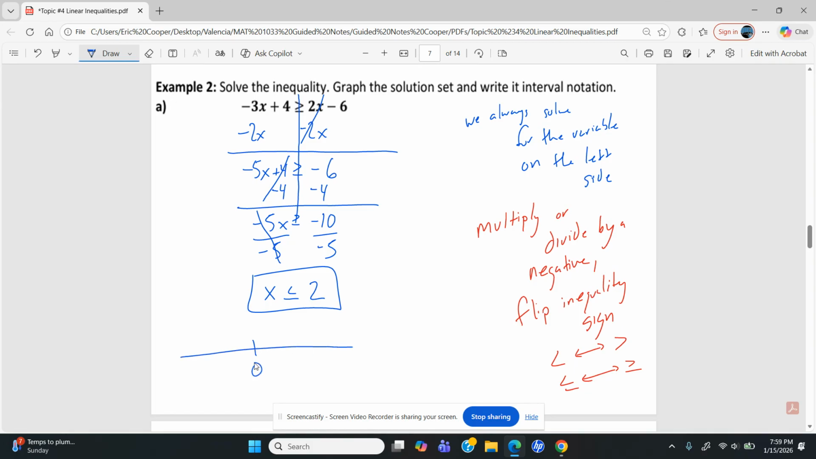As a graph, we have 2 over here to the right of 0. It can equal 2, so we're going to have a bracket at 2. And we're going to shade all the values to the left. And it doesn't stop because it's not in between anything. In interval notation, 2 is the biggest possible number, so that is to the right of the interval notation. And it goes forever to the left, so we'll use negative infinity on the left side. And negative infinity and positive infinity always get a parenthesis.